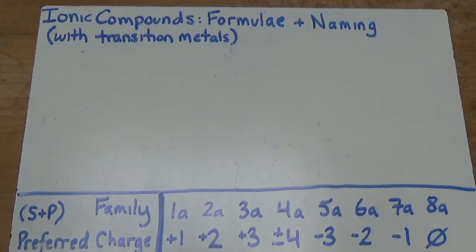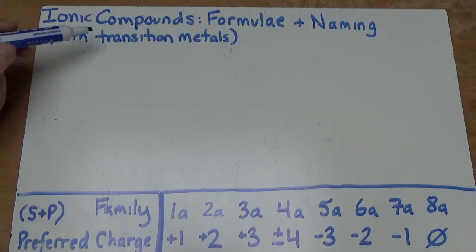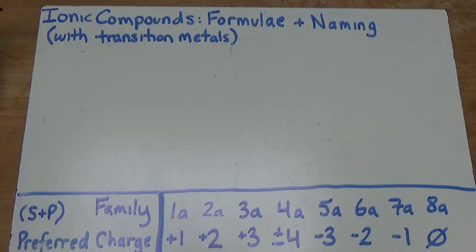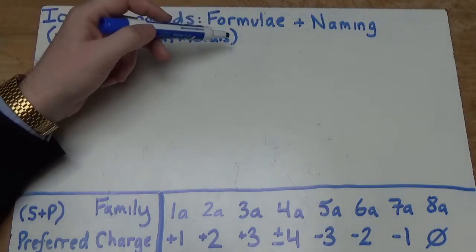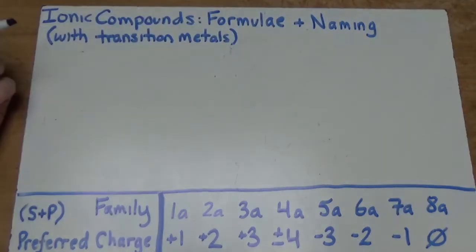Today's lesson is part 2 on ionic compounds. The difference here is we're going to be talking about ionic compounds that do contain transition metals. Transition metals, unlike elements in the s and p block, do not have predictable preferred charges. Instead, their charges have to be calculated based on the formula, or they're given to you by the name.